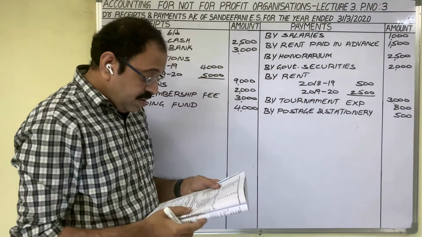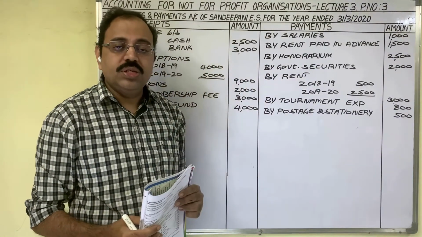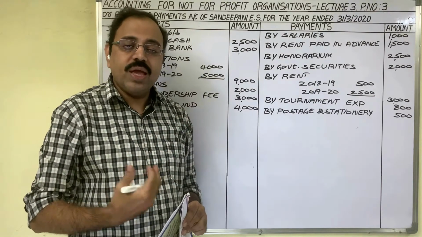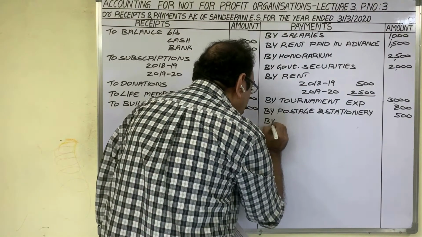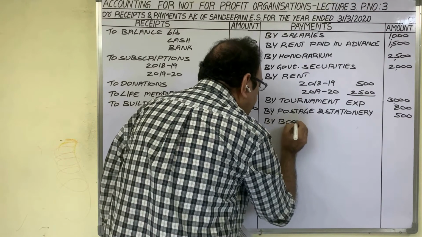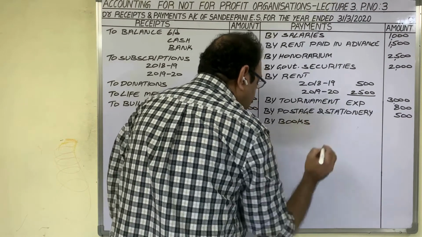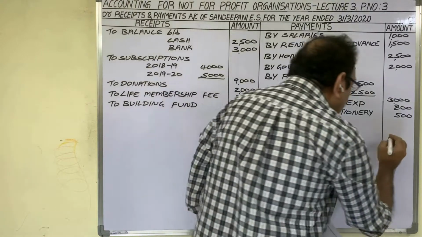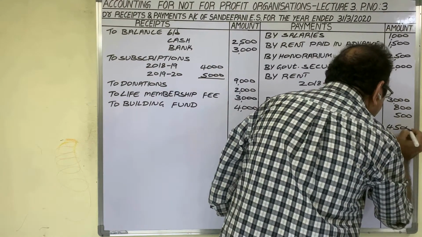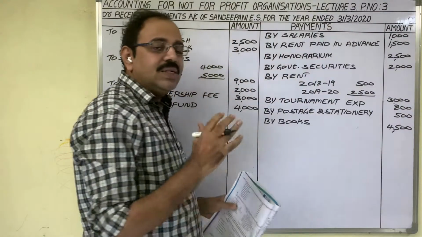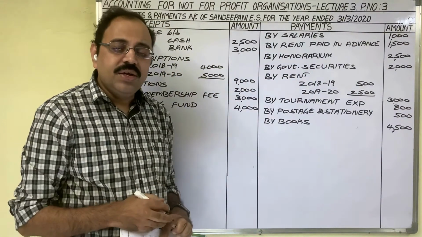Last one, purchase of books. We bought books. Cash is going. Therefore, credit side, by books. You need not write "purchase of books". We purchased, cash is going. That is why we are showing it under payments now. Again, why write the word purchase? So all receipts and payments we have taken here.